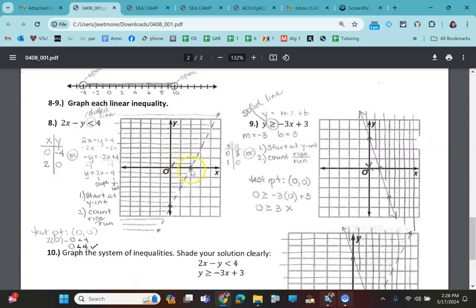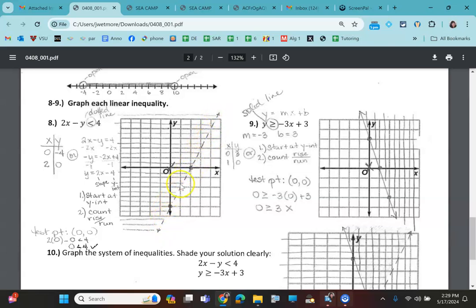So that would be the point (2, 0) and the point (0, -4). And then we can draw our line. Now, remember we said that if it's just less than or greater than, we're going to use a dotted line. If it has an equal to with it, we'll use a solid line. So for this one, it was just less than, so that's why we've got our dotted line here.